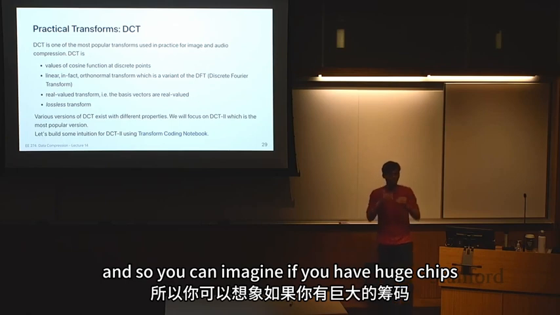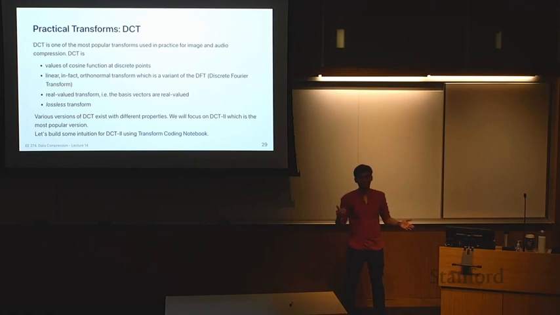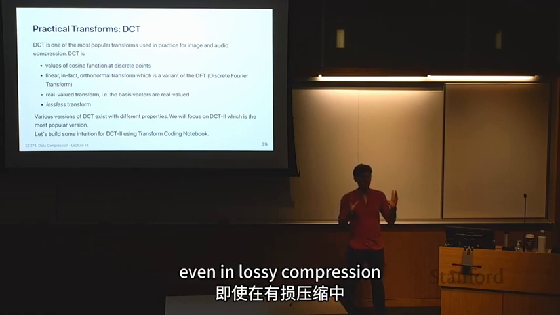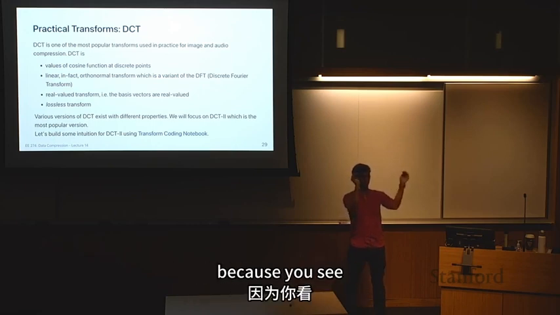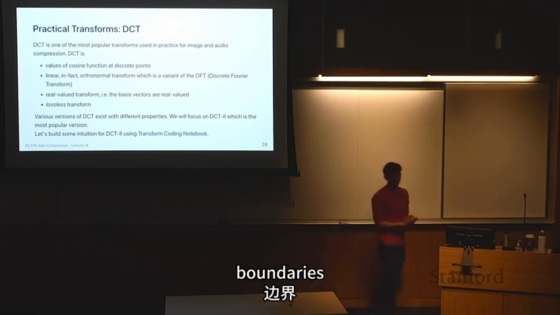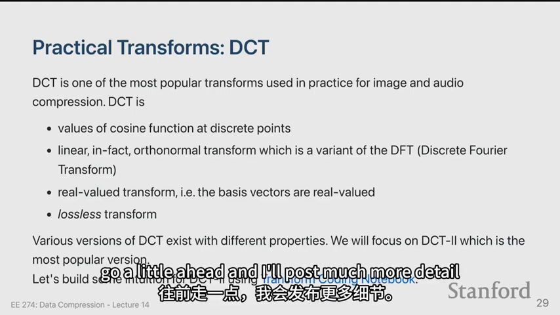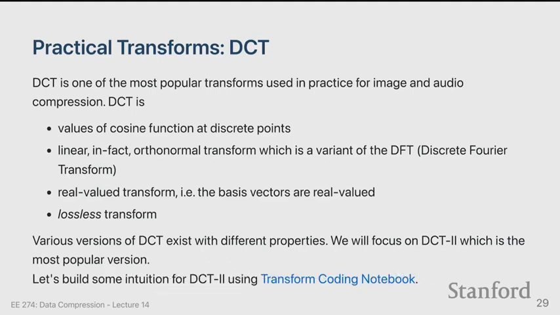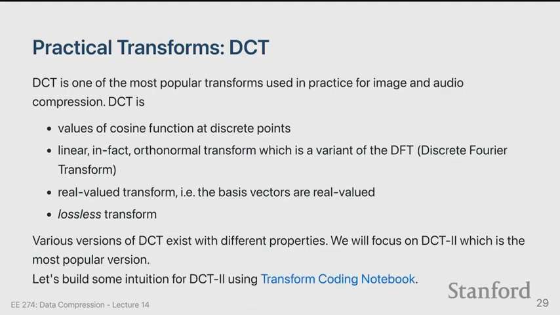And so you can imagine if you have huge shifts in some continuous signal, that might be very odd to see even in lossy compression. That's a very common artifact called blocking artifacts, because you see things messing up at the boundaries. Let's maybe go a little ahead and I'll post much more detail. But for now, if you don't know anything, you can think of it as a sister transform of DFT.